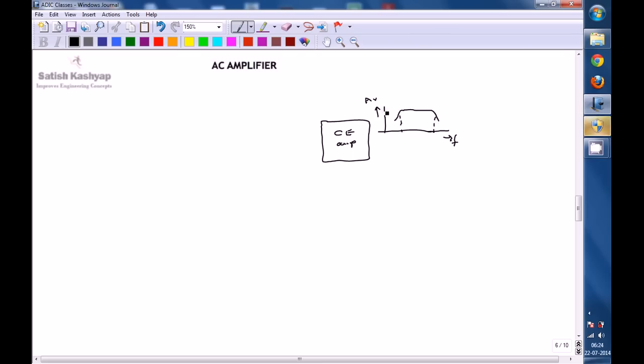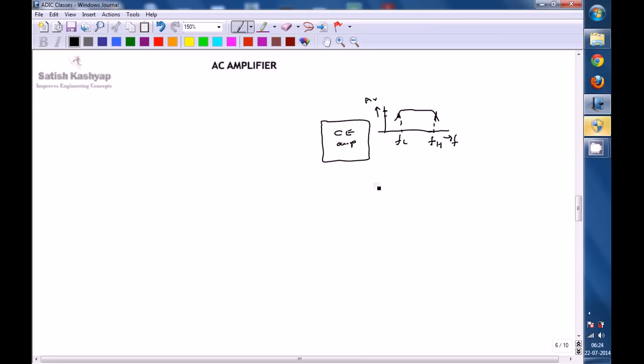So first of all you have to identify the maximum gain, and then take 1 by root 2 of that, that is, divide the maximum gain by root 2 and draw a horizontal line on the gain scale. Then you get 2 points, one on the left side that is FL, and one on the right side that is FH. So FL and FH are the lower and upper cutoff frequencies of the amplifier. Within this frequency range the amplifier amplifies the signals properly.